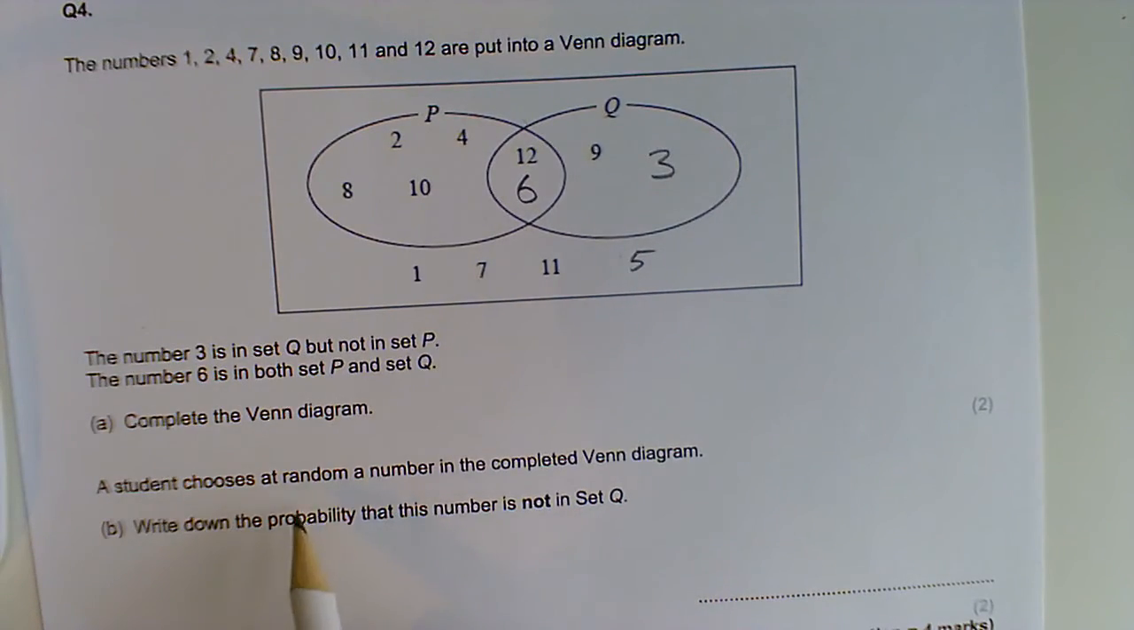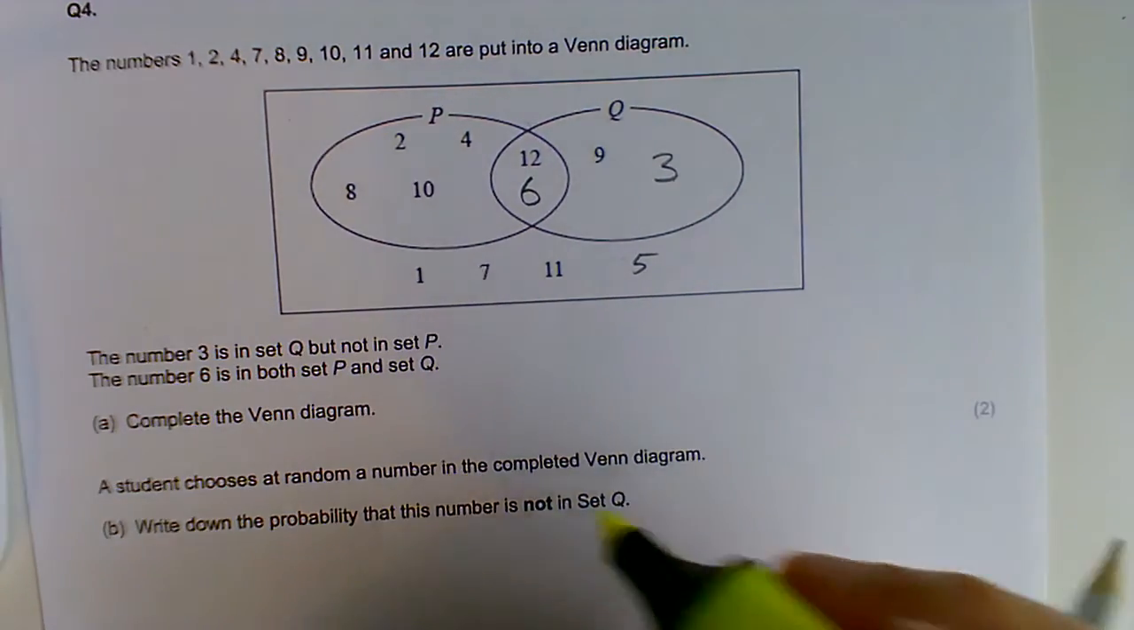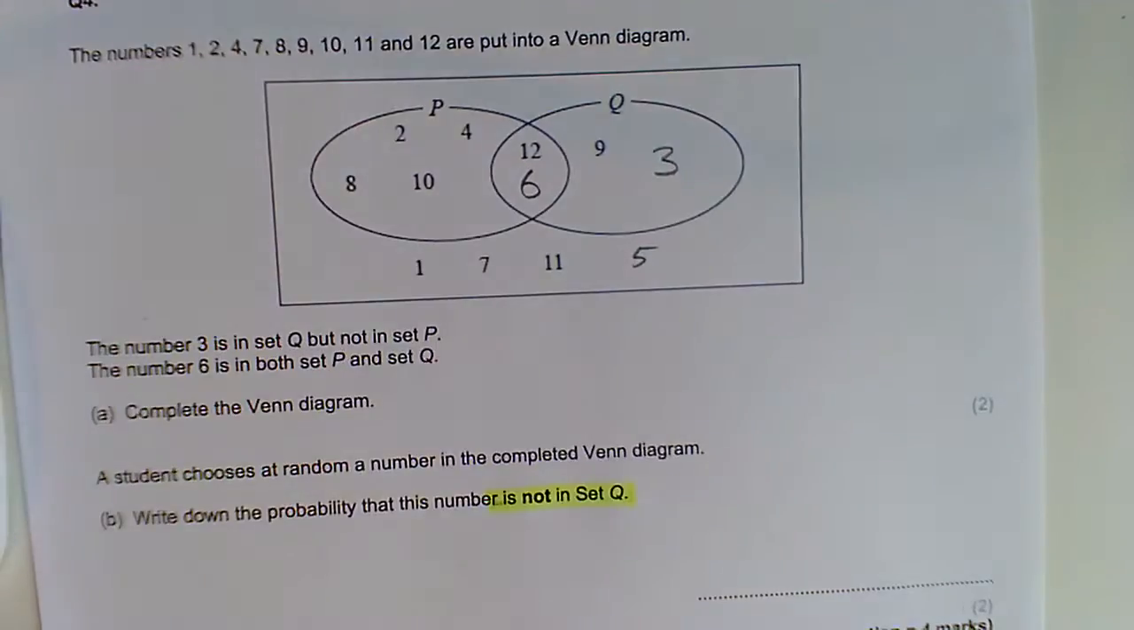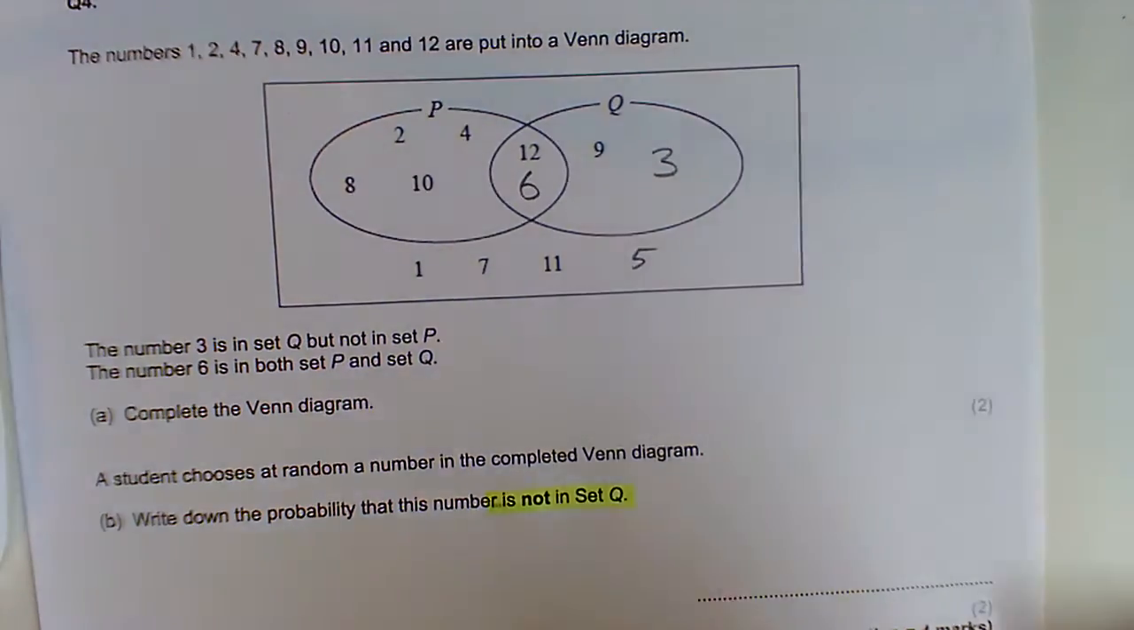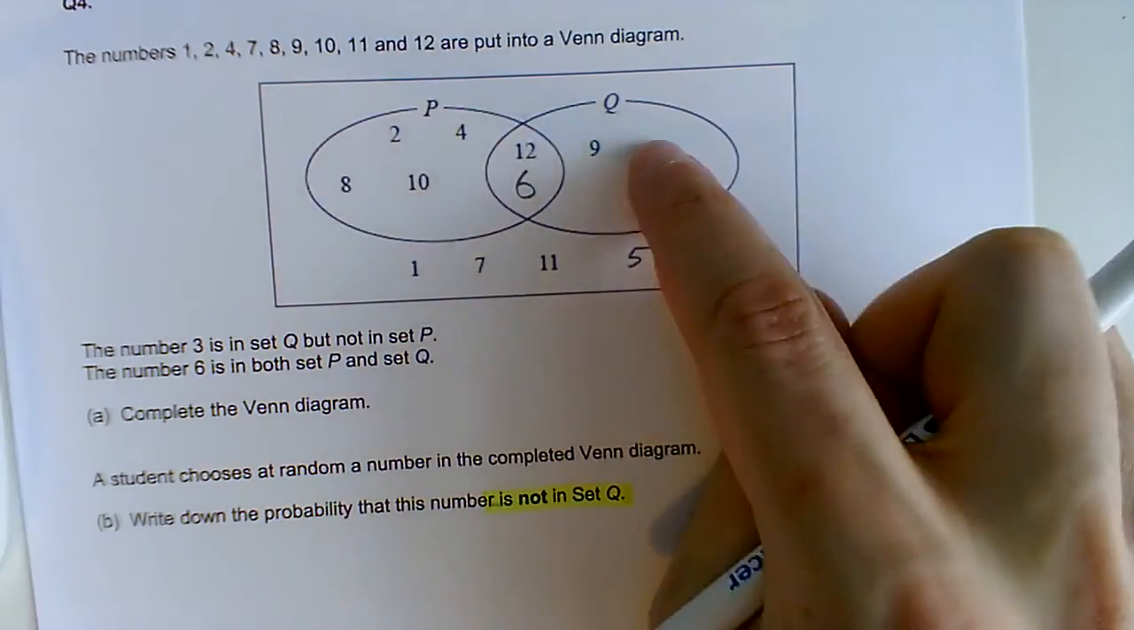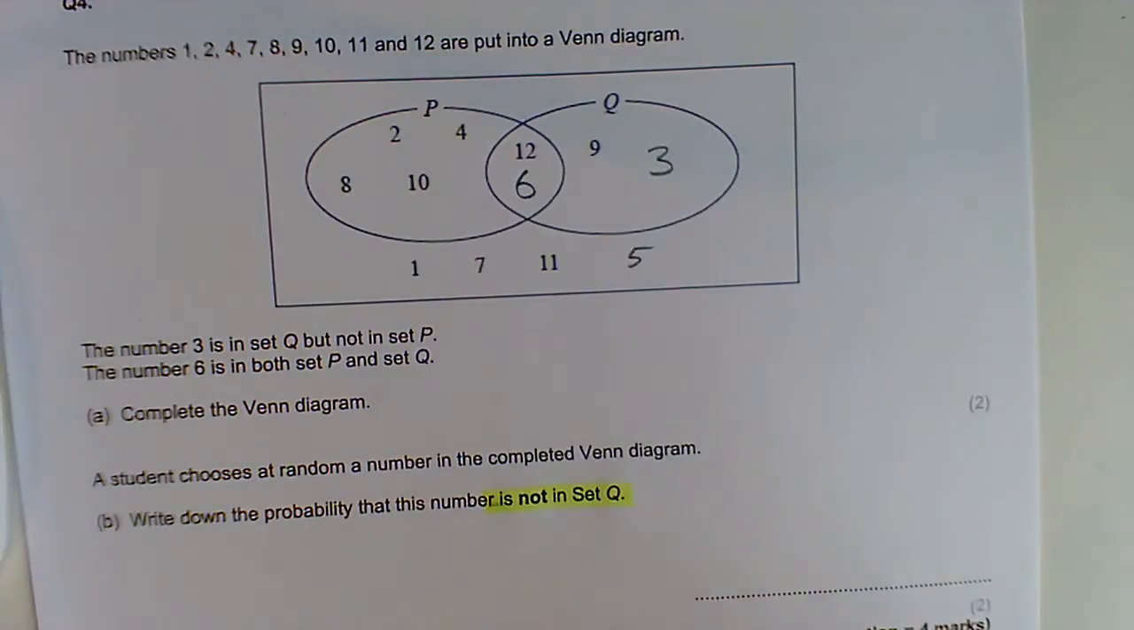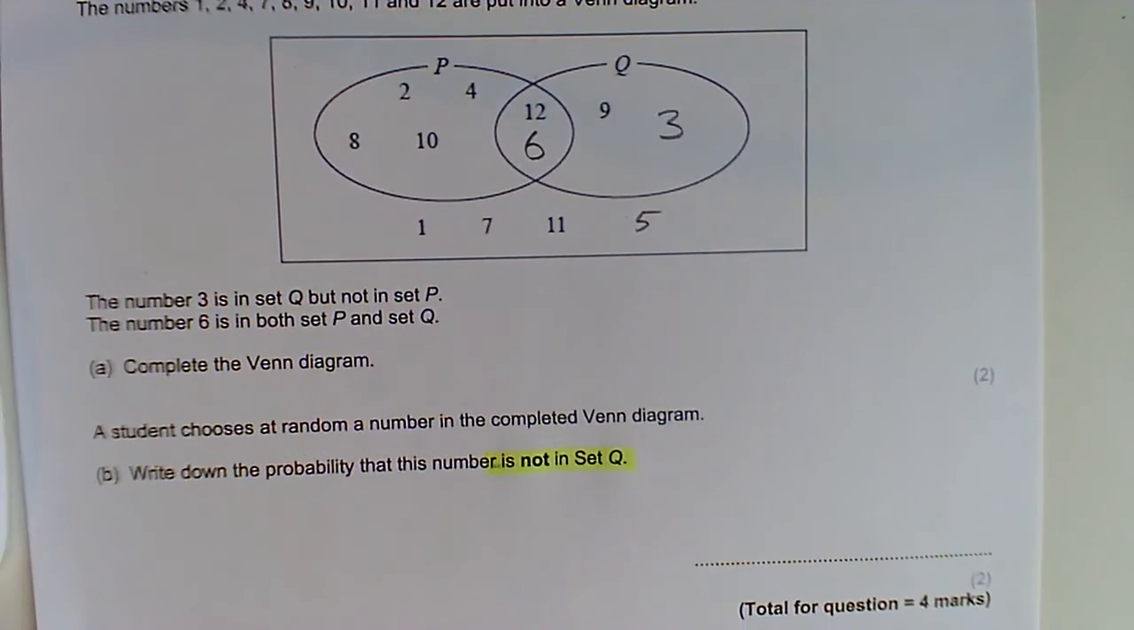A student chooses a random number in the completed Venn diagram. Write down the probability that this number is not in set Q. Okay, so how many numbers are in set Q? Well, that one, that one, that one, and that one. How many numbers have you got all together? Count them, and that'll be your answer for that one. Okay, so have a quick go with that and then come back when you're ready.